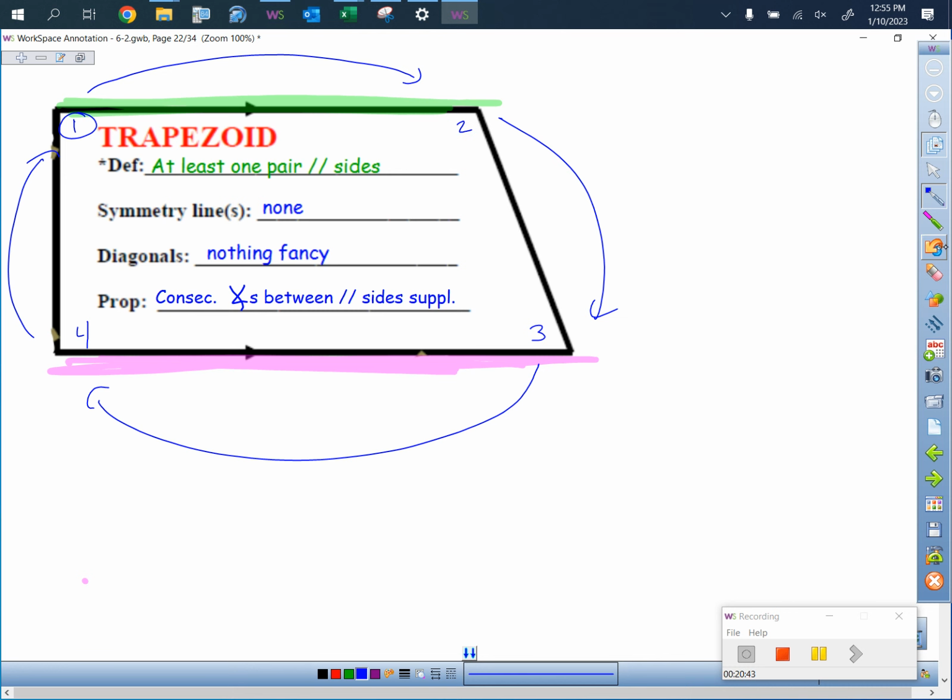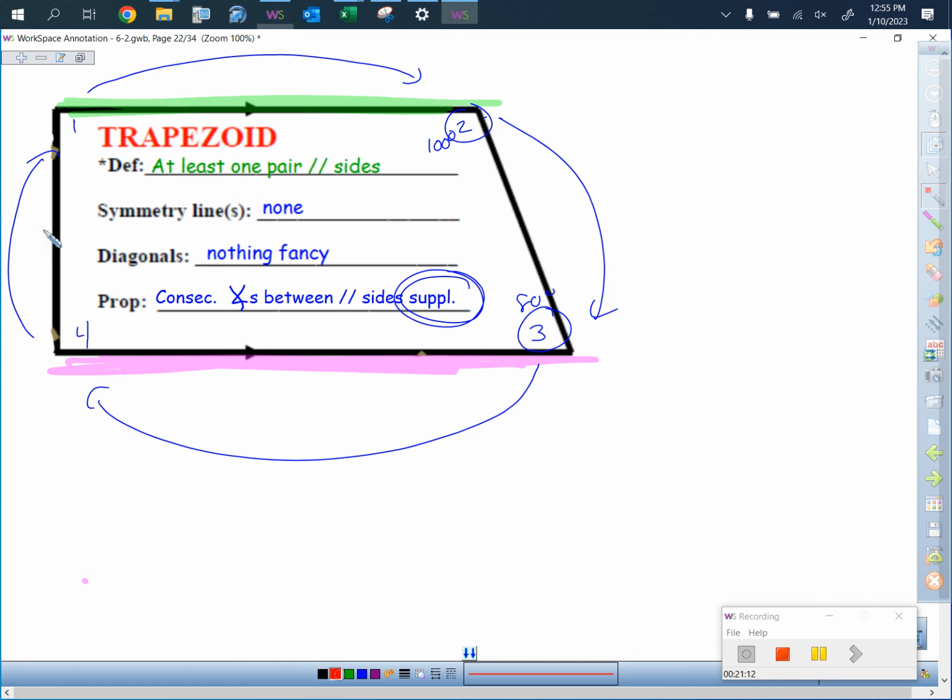But what would you think about 2 and 3? Does one of them touch the green parallel side, and does the other one touch the pink parallel side? Those are between parallel sides. So since those are consecutive angles between parallel sides, if this was 100 degrees right here, can you figure out what that one is? What does supplementary mean again? They add up to be 180. So if this is 100, what's this one got to be? 80 degrees.